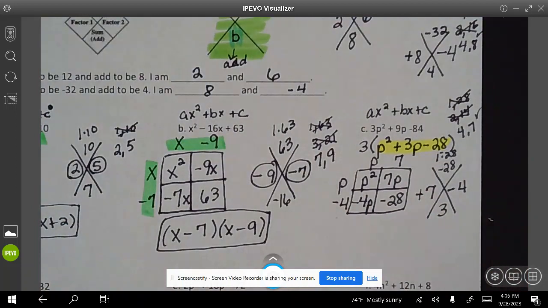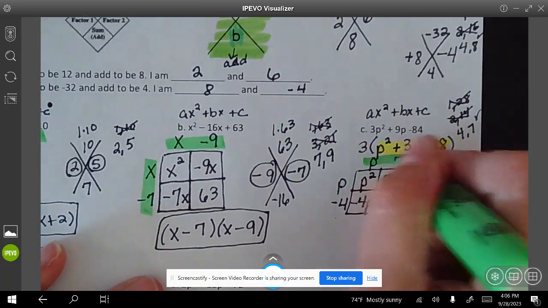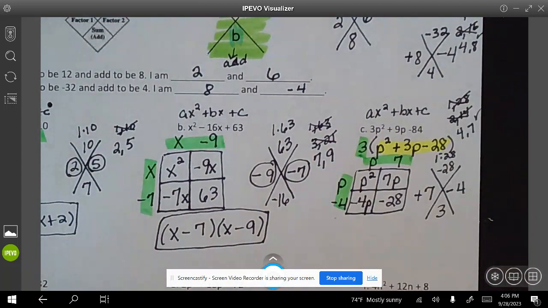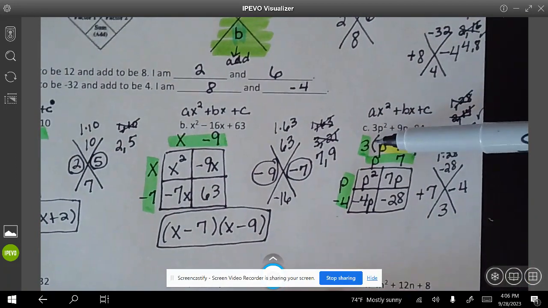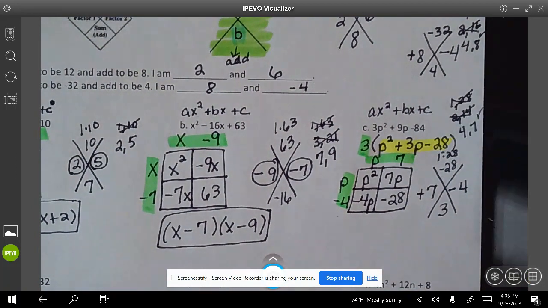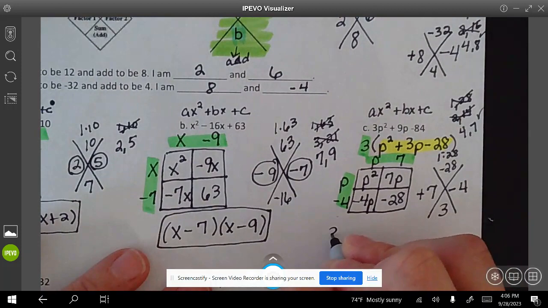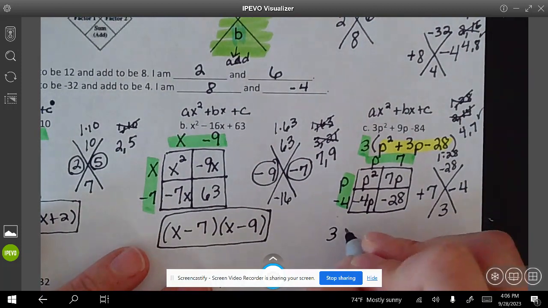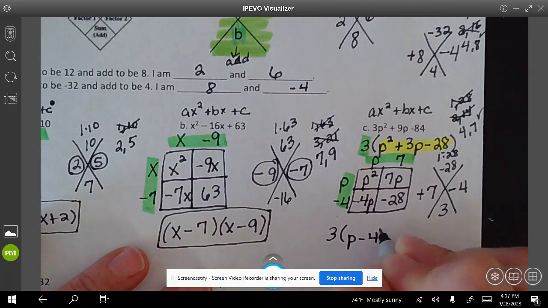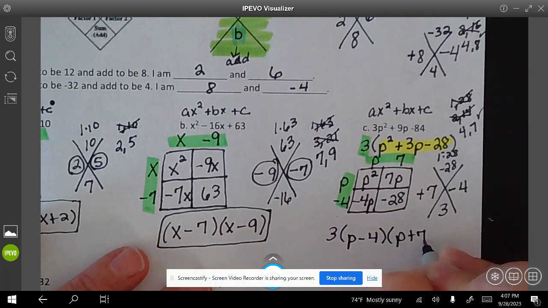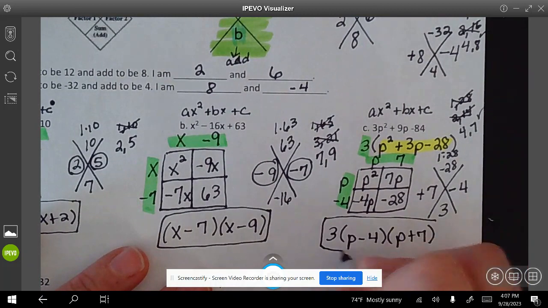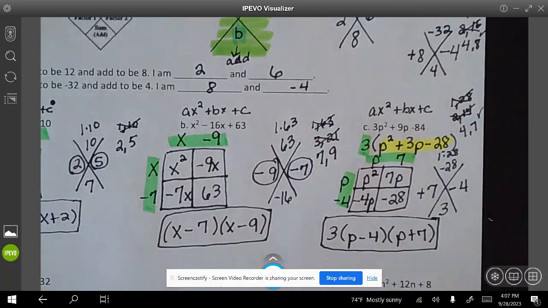So my answer, did you see what I highlighted? I also highlighted this 3 up here. That means when I go to do my parentheses, the 3 has to go in the front, and then I put the p minus 4 and p plus 7. You can't leave that 3 out when you put your answer in, okay?